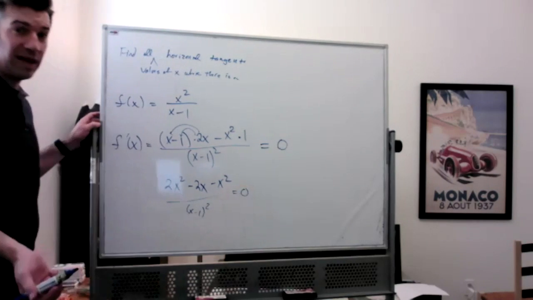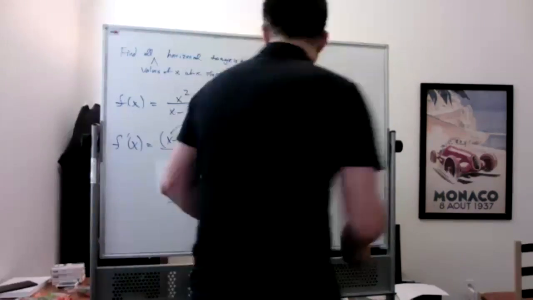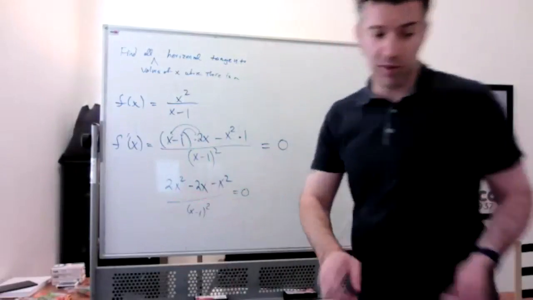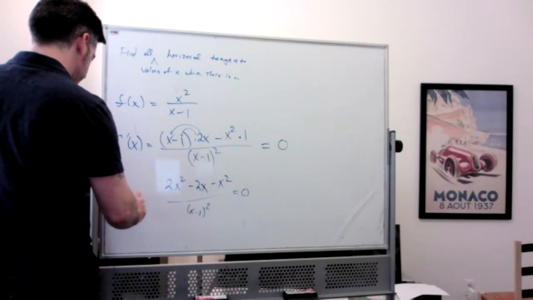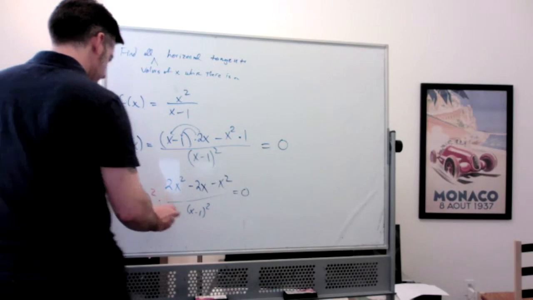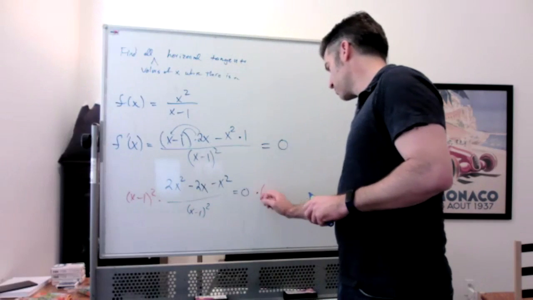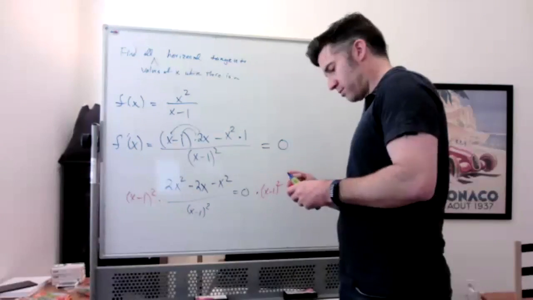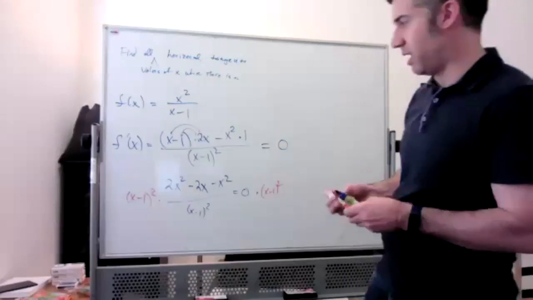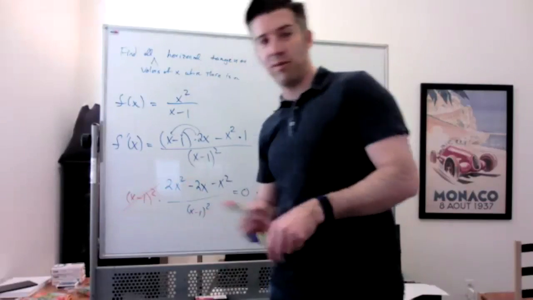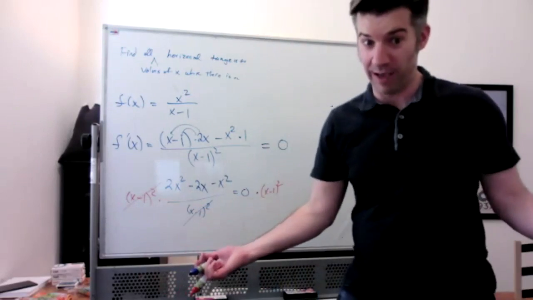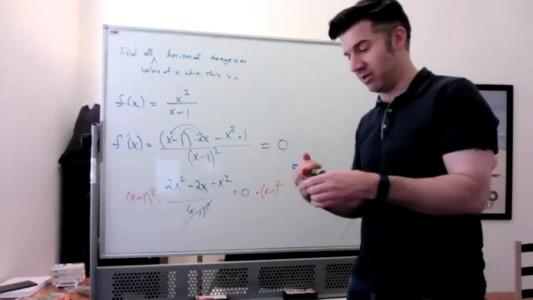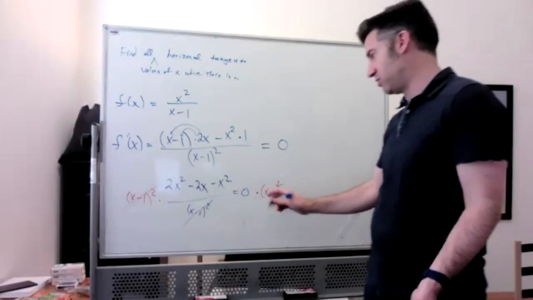But I know I really just have to set the top equal to 0. Because again, I can multiply. In fact, I will multiply both sides by x minus 1 squared. So on the left side, the thing I multiply by cancels with the denominator. That's why we multiply by it, right? Because we want to cancel out the denominator. And then on the right-hand side, you just get 0.